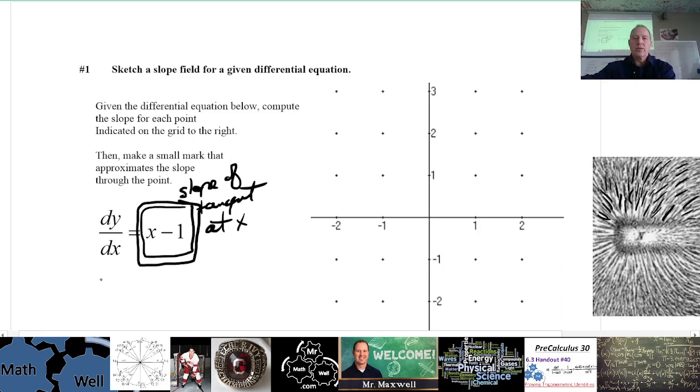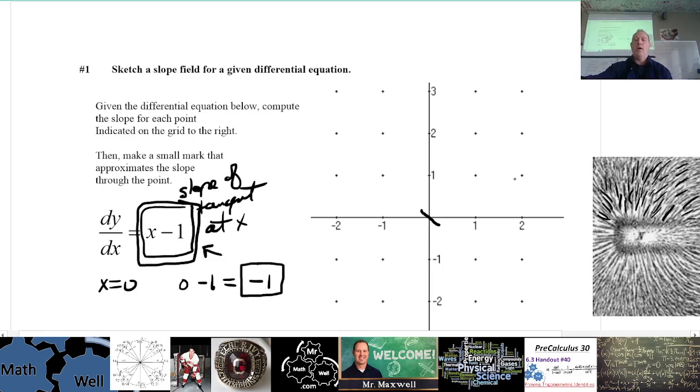Now, if x equals 0 at the origin, then the slope of the tangent line at the origin would be 0 minus 1, or negative 1. So I need to sketch a tiny little section of a tangent line at the origin that has a slope of negative 1. So notice that's 1 unit over, 1 unit down. If I draw a little line like this, that's going to be the very first addition to my little slope field here. So you see how the slope of that little tangent line is negative 1?